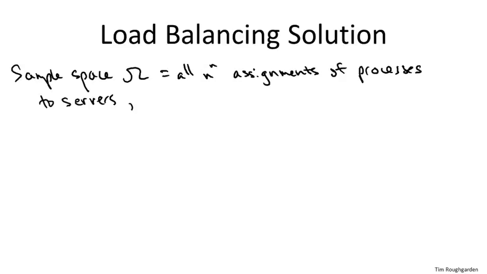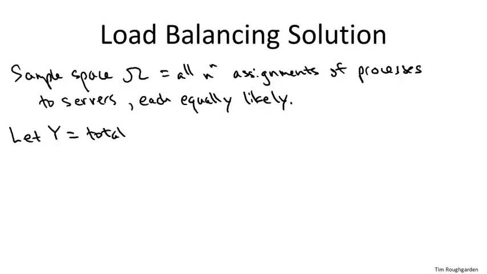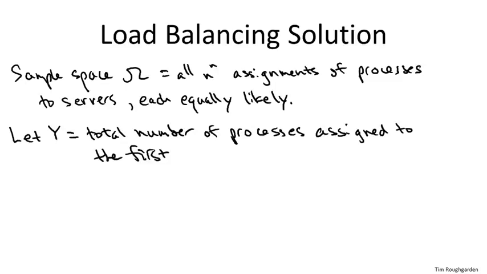Moreover, because each process is assigned to one of the servers uniformly at random, each of these n to the n assignments is equally likely, with probability 1 over n to the n. Now that we have a sample space, we're in a position to define a random variable. And we already know what random variable we care about. We care about the average load of a server.